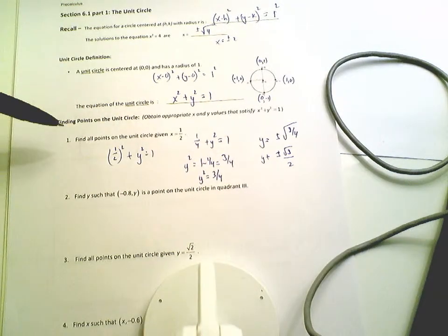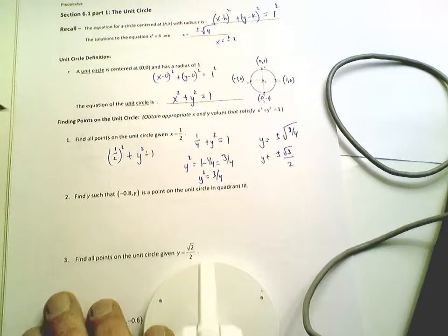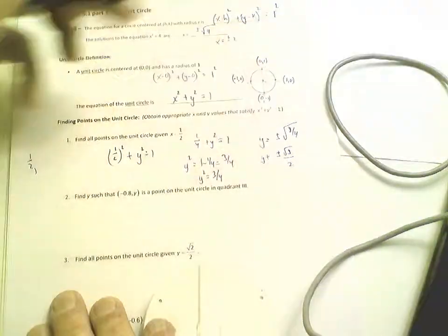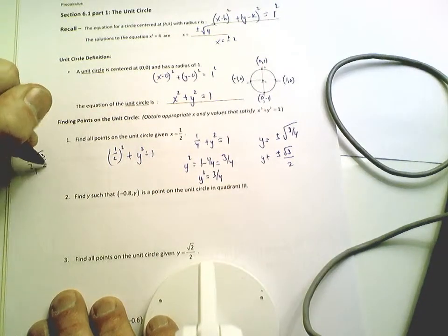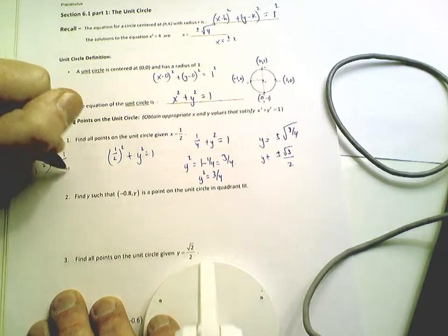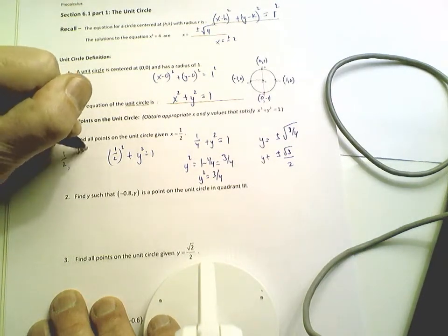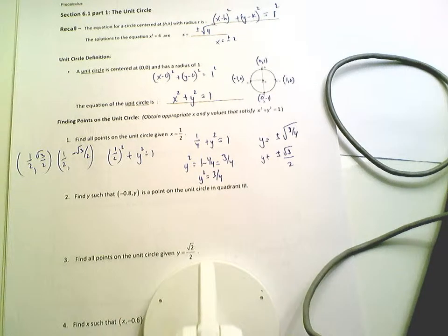What are the points on the unit circle with x equal 1/2? 1/2, positive square root of 3 over 2. 1/2, negative square root of 3 over 2. By the way, you might be seeing some 30, 60, 90 triangle type numbers structured right here with that 1/2, square root of 3 over 2.